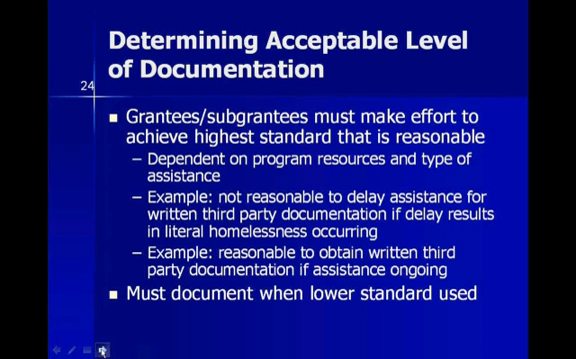In all cases, the HPRP grantee or subgrantee must provide a brief written description of efforts to obtain third-party documentation in the case file. If a lower standard is used for whatever reason, then the staff member must document in the case file why, and the general circumstances for why the lower standard was used. It doesn't have to be anything exhaustive, but a brief description in a case note, on the assessment form, or on the documentation form would suffice.